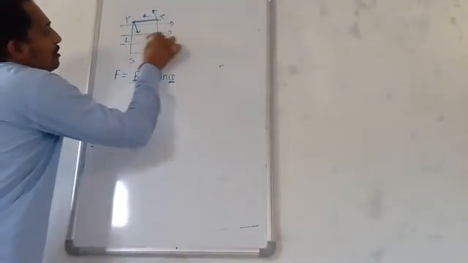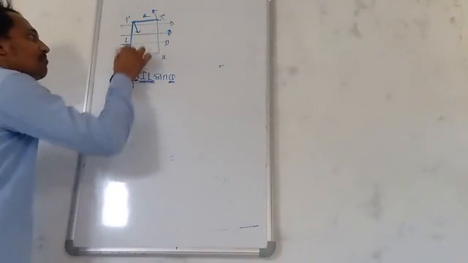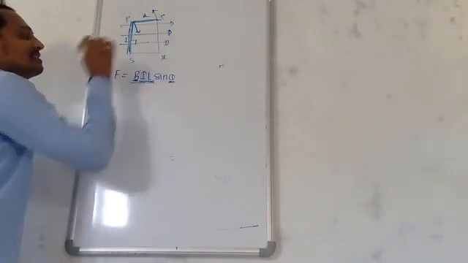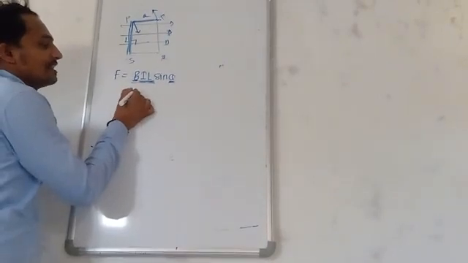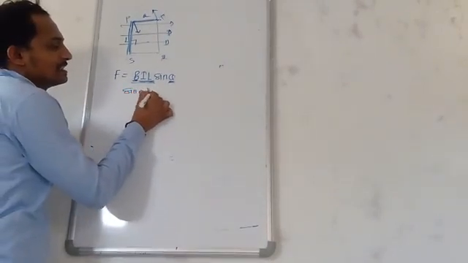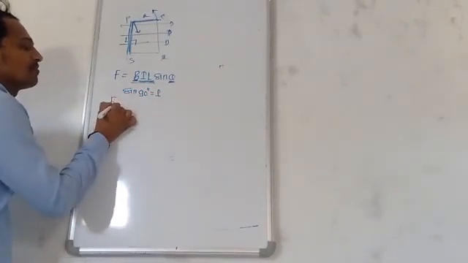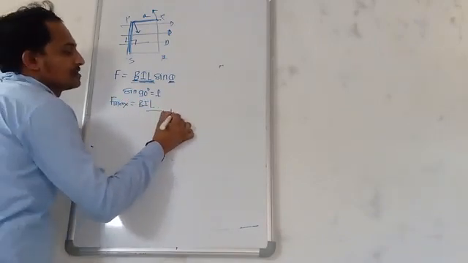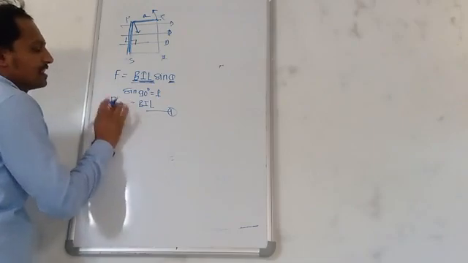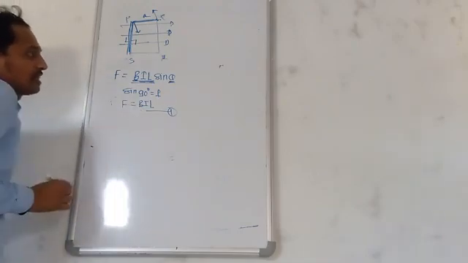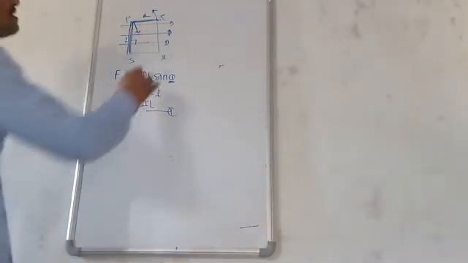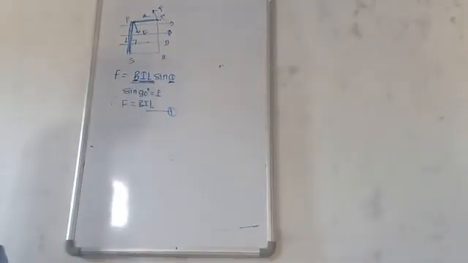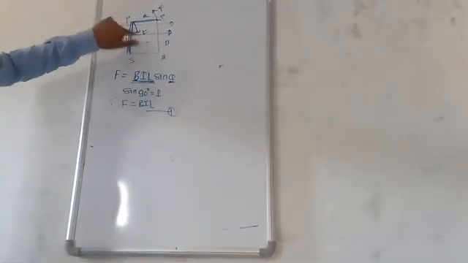But the maximum force acts on this arm, because the angle between field and length L is 90 degrees and sin 90 is 1. So the maximum force we have obtained is F = BIL. We call this equation first. So these two forces are F, because the lengths are the same and the field is uniform. The same force acts in equal and opposite directions.